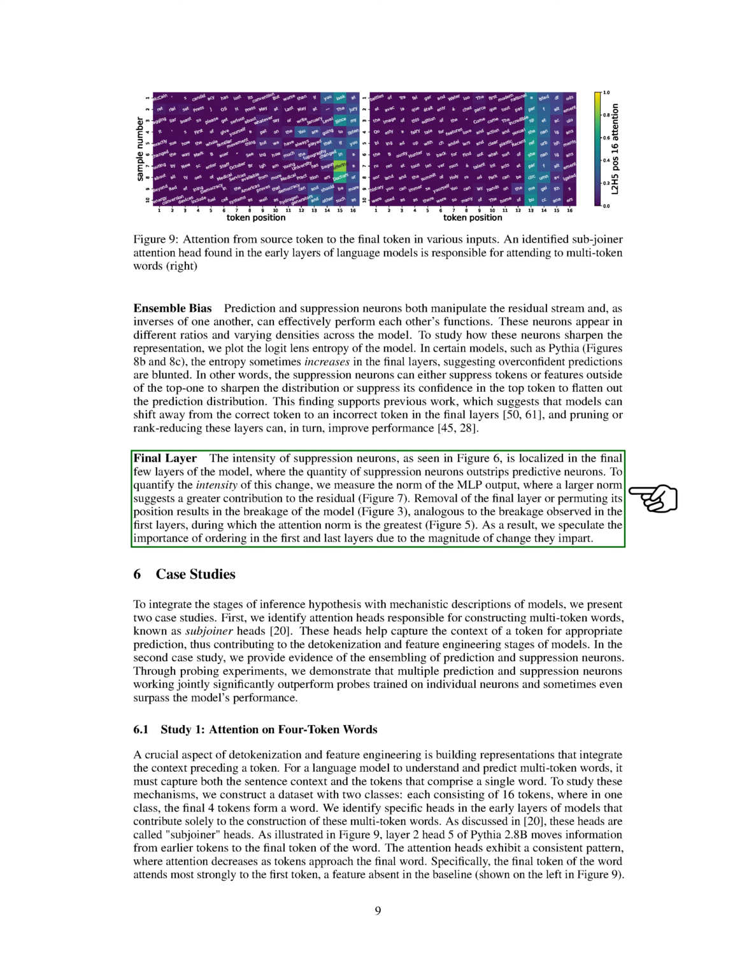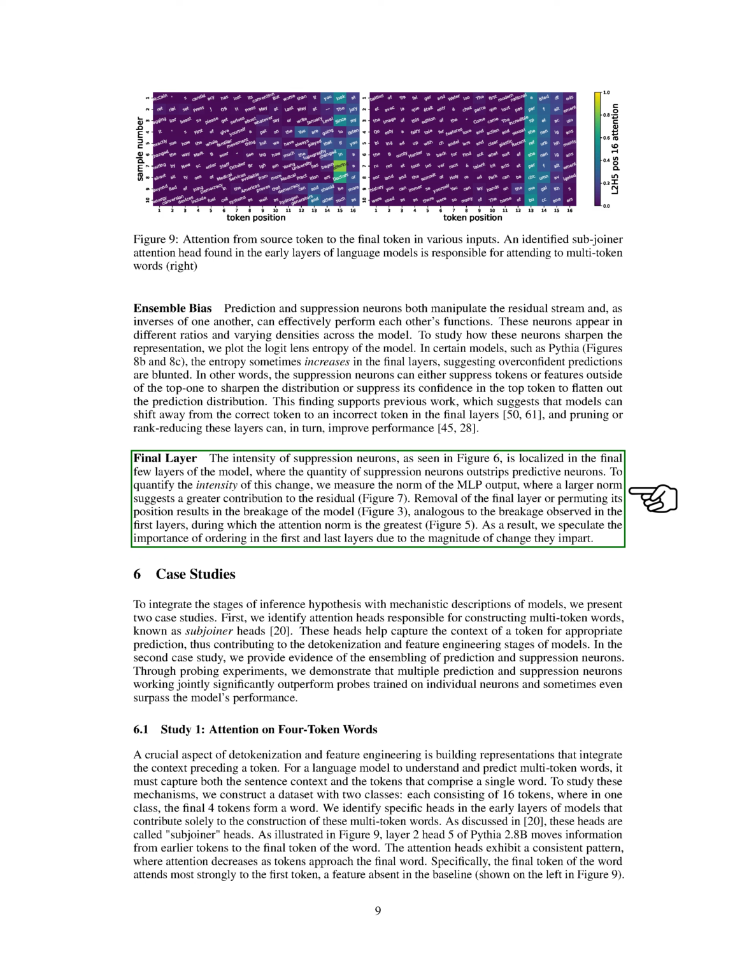The concentration of suppression neurons is highest in the final few layers of the model, surpassing the predictive neurons in quantity. The intensity of this change is measured by the norm of the MLP output, where a larger norm implies a greater impact on the residual. Removing or changing the position of the final layer leads to model breakdown, similar to what is observed in the initial layers where attention norm is highest. This highlights the significance of the ordering in the first and last layers due to the substantial impact they have on the model.